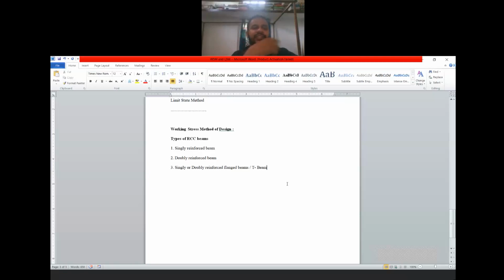T beam means the shape of the beam is a T. The shape of the beam will be just like a T. Have you seen that anywhere? In every building, if you look at the shape of the beams, you can see at least one T beam is there.